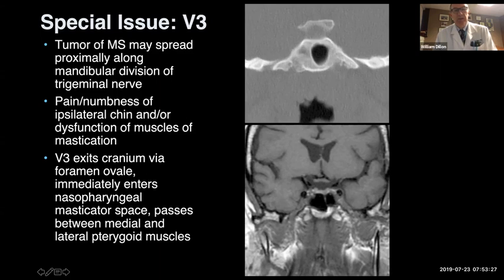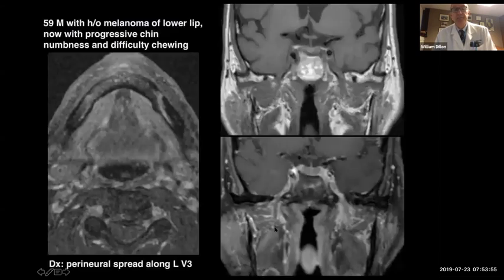And it exits the cranium via the foramen ovale, which is this structure right here, and immediately enters the masticator space. So here is V3 coming down. Notice it's medial to the lateral pterygoid and will course along the parapharyngeal space to branch into the masticator space, including the alveolar nerves, and it innervates the pterygoid muscles. So if there's a problem with V3, you will see atrophy of those muscles.